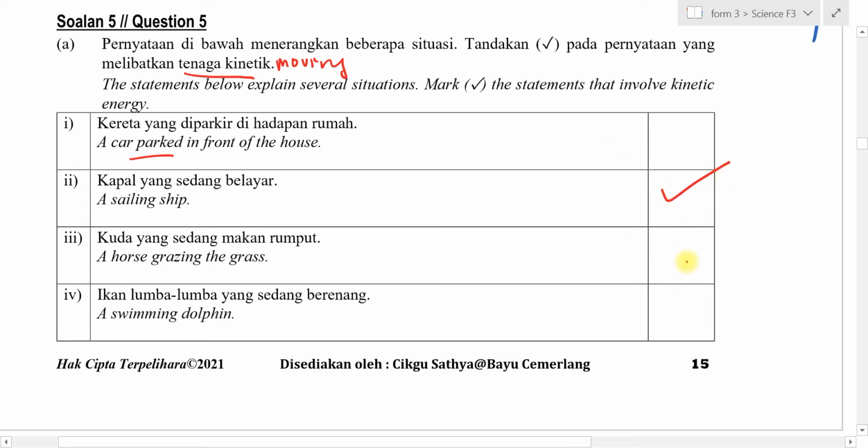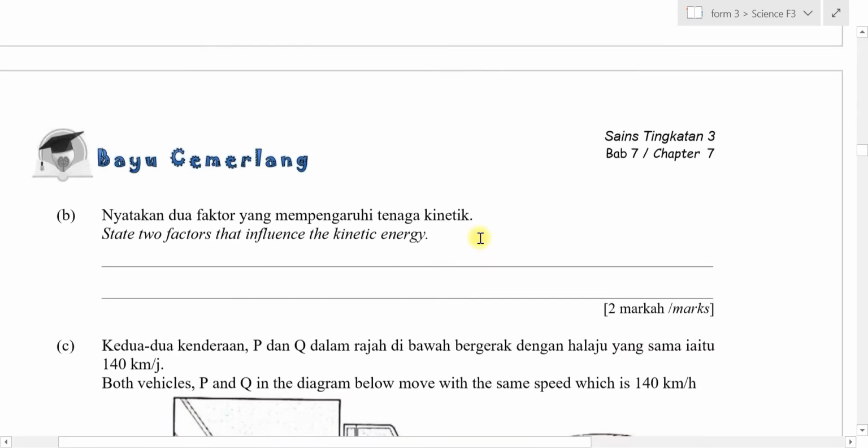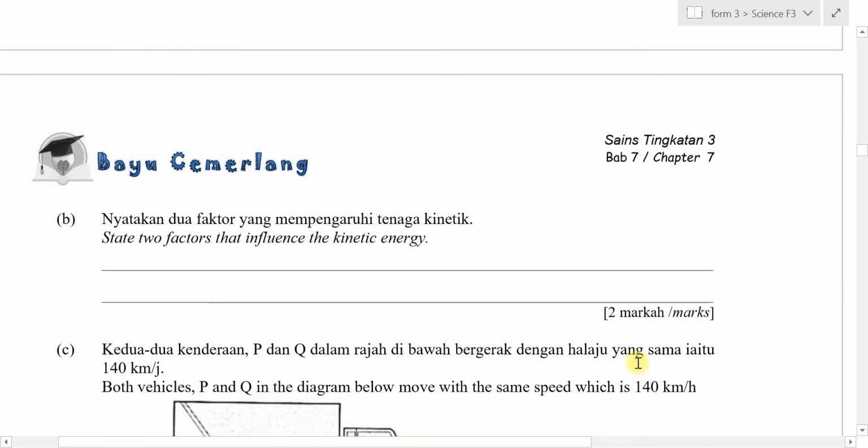Number 3, a horse grazing the grass. It is not moving. A swimming dolphin, yes. All right. Question B. State the two factors that influence the kinetic energy. Samira?